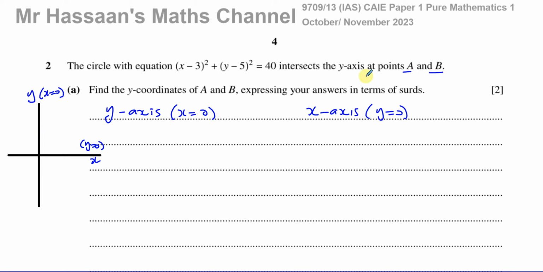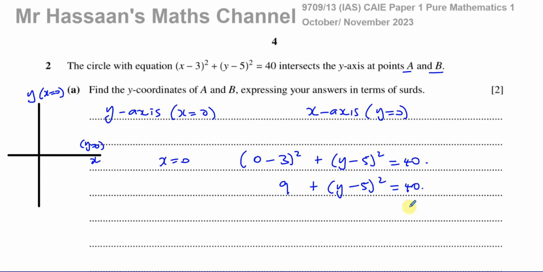So if I want to find where this hits the y-axis, I've got to put x equals 0 into the equation. So I'm going to have (0 − 3)² + (y − 5)² = 40. So here I'm going to have (−3)², which is 9. I'm going to leave this as a square bracket because it will be easier to solve. That's going to equal 40. I'm going to subtract 9 from both sides. Now they're telling us to express your answers in terms of surds. So we know that the answer is going to be in surd form. It won't be the exact answer. So I have (y − 5)² = 40 − 9, which is 31.